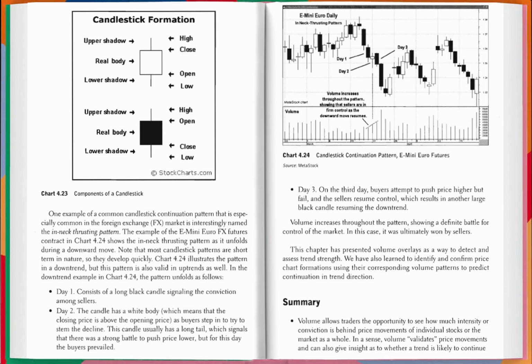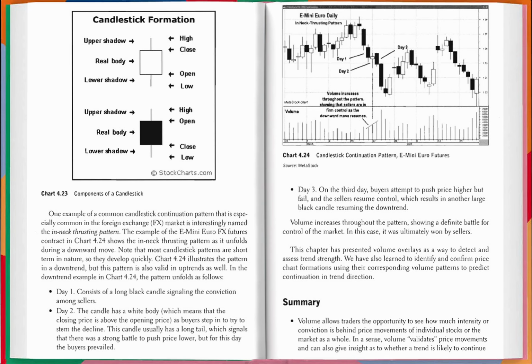In the downtrend example in chart 4.24, the pattern unfolds as follows. Day 1 consists of a long black candle signaling the conviction among sellers. Day 2. The candle has a white body, which means that the closing price is above the opening price as buyers step in to try to stem the decline. This candle usually has a long tail, which signals that there was a strong battle to push price lower, but for this day the buyers prevailed.